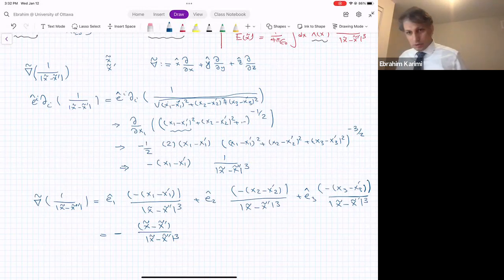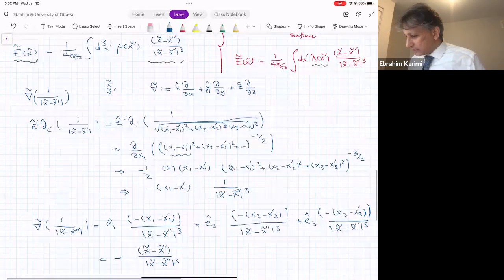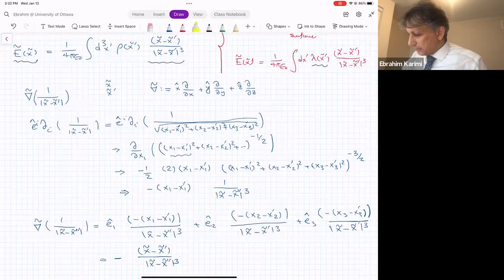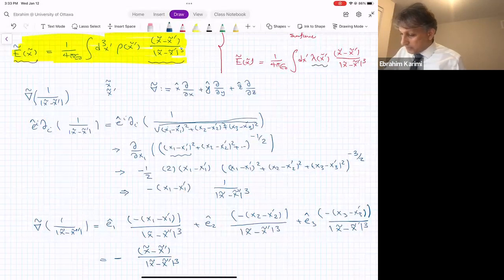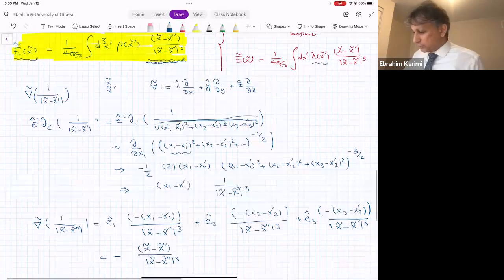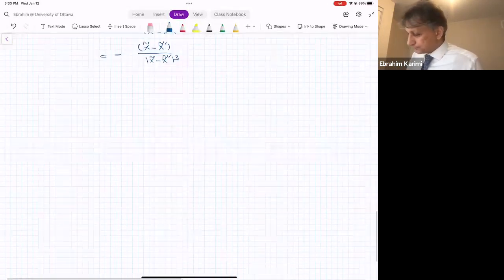So now look at the electric field. That's the electric field that we had, right? This is our electric field. We know that the part that I highlighted here is replaced by minus the gradient of a scalar. So I can simplify that. Let's write it down here, just because it's too crowded.